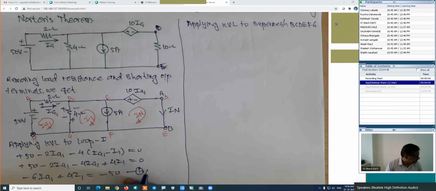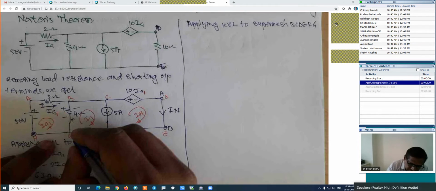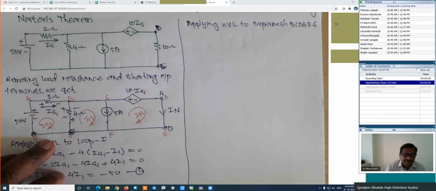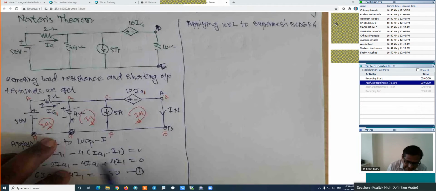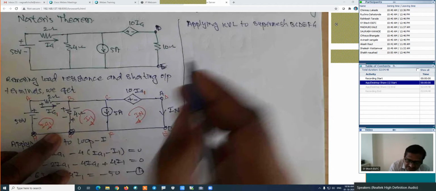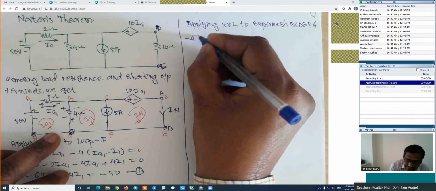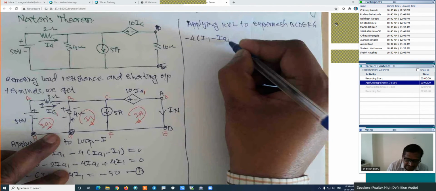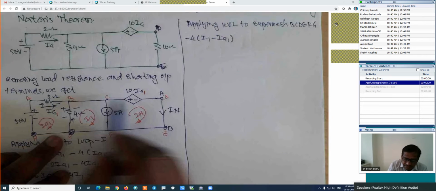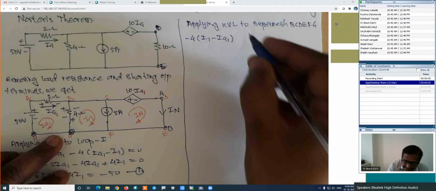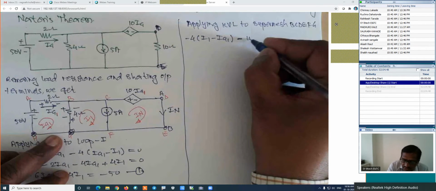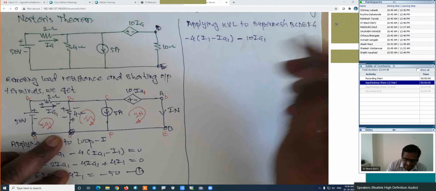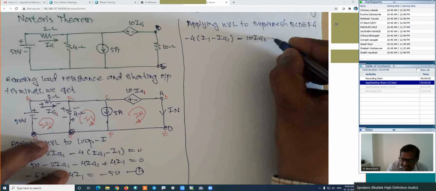So, we will apply the super mesh. If we are starting from this point, we are traveling in the clockwise direction, positive to negative, which is minus. Its resistance is 4 and its current is I1 minus IA1. Then we are moving further, positive to negative, it is minus 10 into IA1. Is it right? Then we are coming back. There is no element, which is equal to 0.